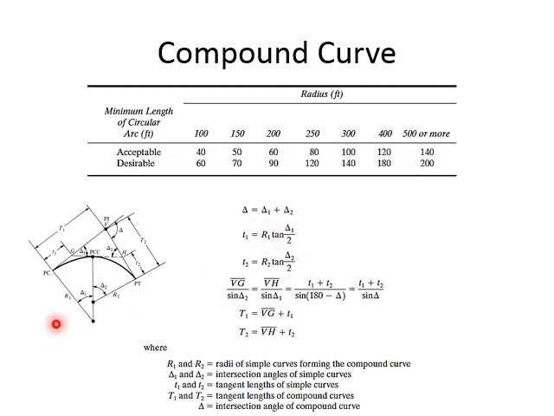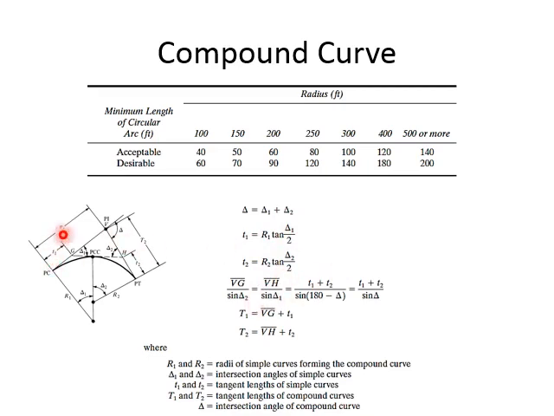Then, as I told you, if you do the summation of delta 1 and delta 2, you will get the complete delta. And then T1 and T2 are the tangent lengths for individual curves. So you see here, we are using R1 and delta 1. It's the same equation of tangent, but instead of using R and delta, we are using R and delta for each curve. Okay, so R1 delta 1, R2 delta 2.